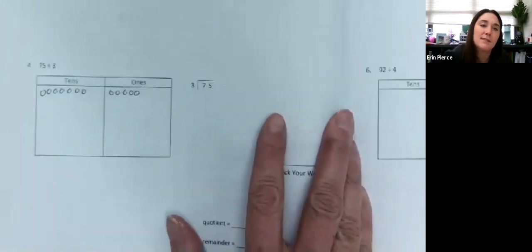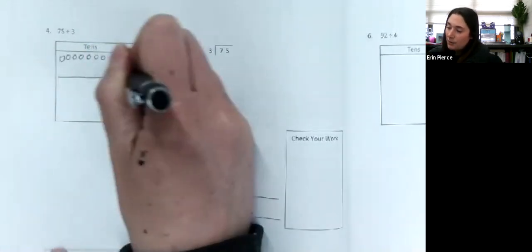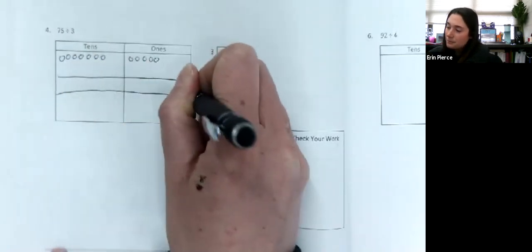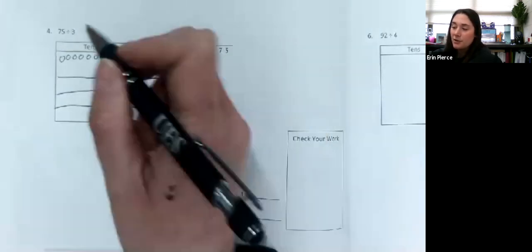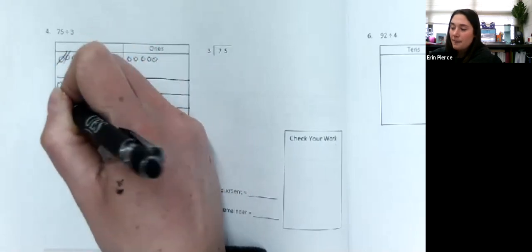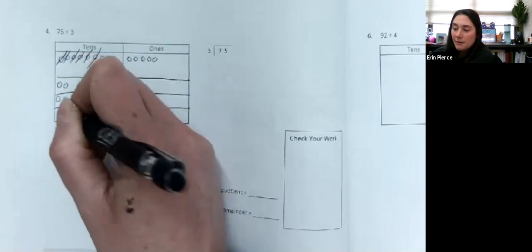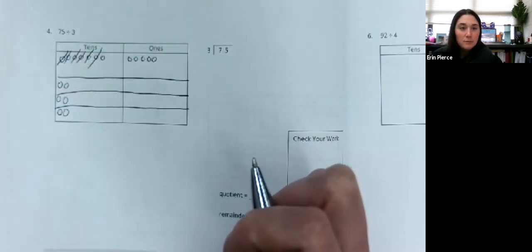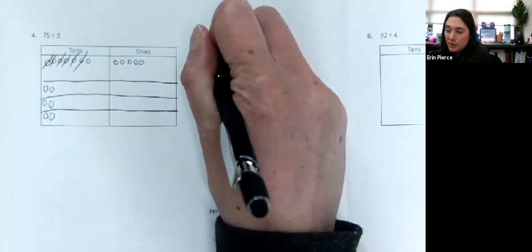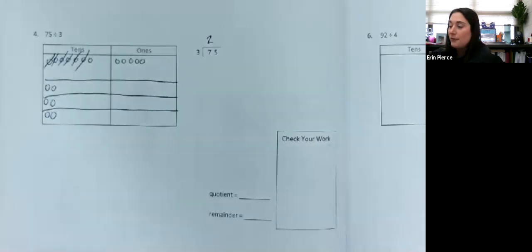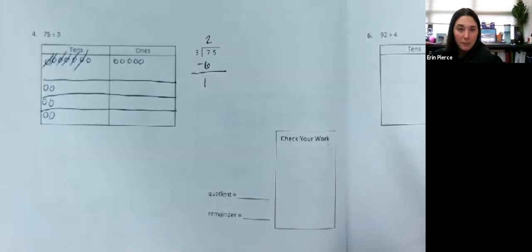Okay, 75 divided by 3. So I have my 75, and then I have 3 groups, right? And I split out my 7 tens first. 1, 2, 3, 1, 2, 3. I have 1 left over. So 7 divided by 3 is 2, which is similar to the one above. 3 times 2 is 6. I get 1 remaining.